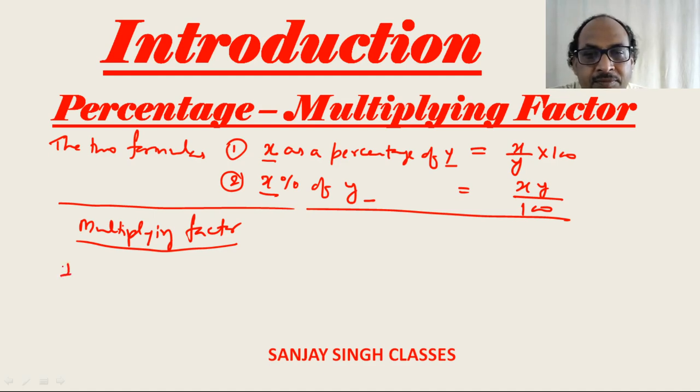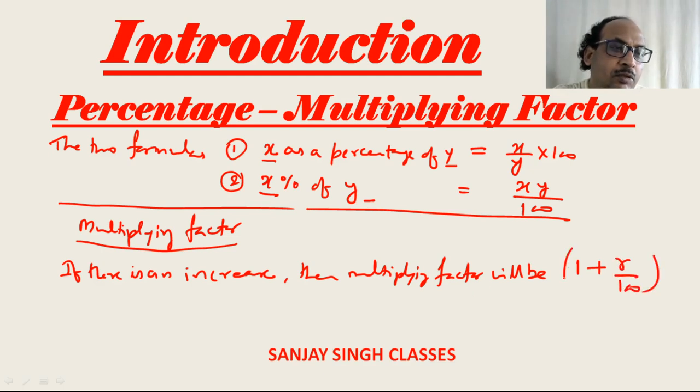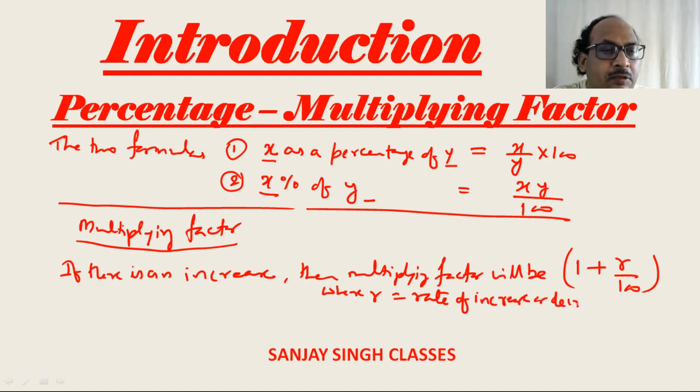So if there is an increase, then multiplying factor will be 1 plus r by 100, where r is the rate of increase or decrease. Here in this case, the rate of increase will be given in percentage. 1 plus r by 100 can also be written as 100 plus r by 100. This is the first one.